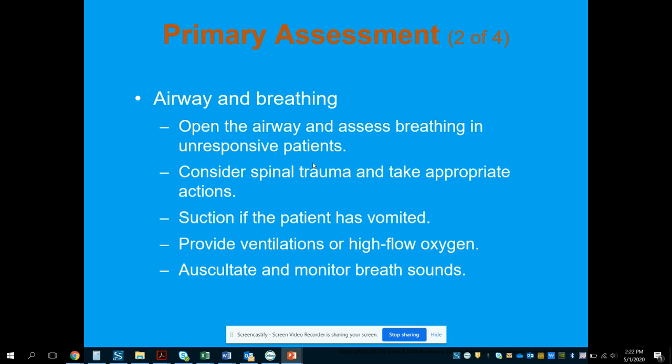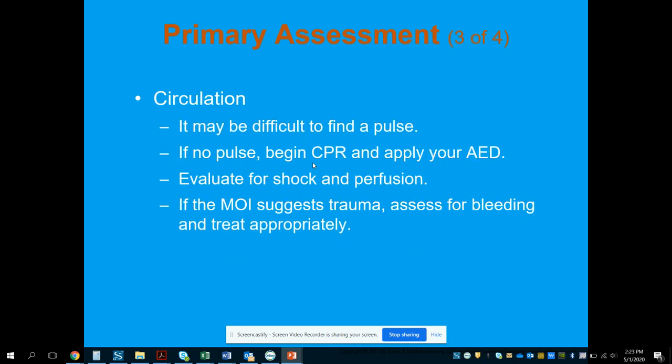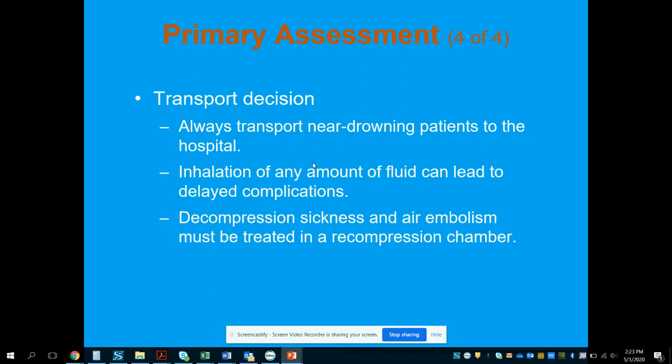Looking at airway and breathing, you want to open the airway and assess the breathing in unresponsive patients. You want to consider spinal trauma and take the appropriate actions. Suction if the patient has vomited, provide ventilations or high flow oxygen, and auscultate and monitor the breath sounds. Looking at circulation, if they have no pulse, then of course begin CPR. If the mechanism of injury suggests trauma, then we do want to assess bleeding and treat appropriately.